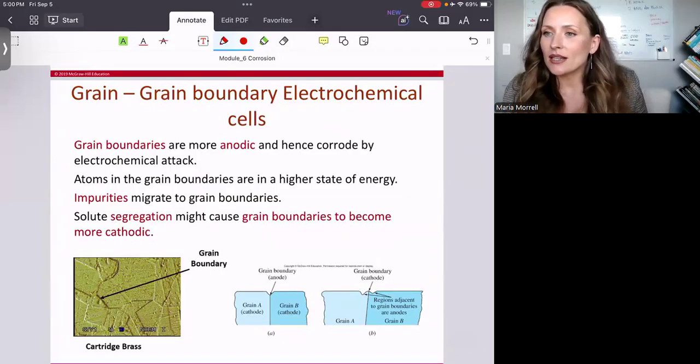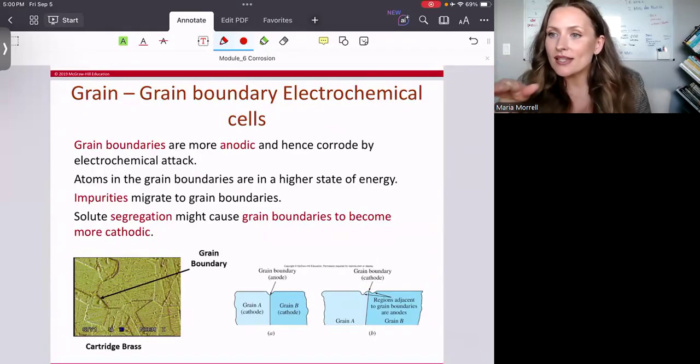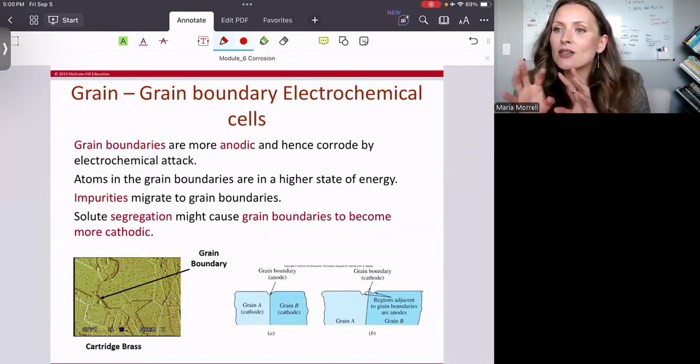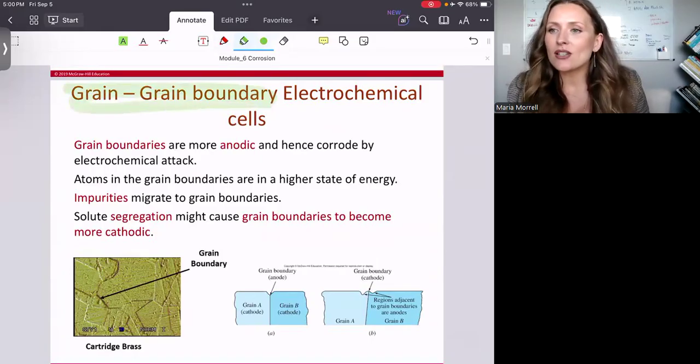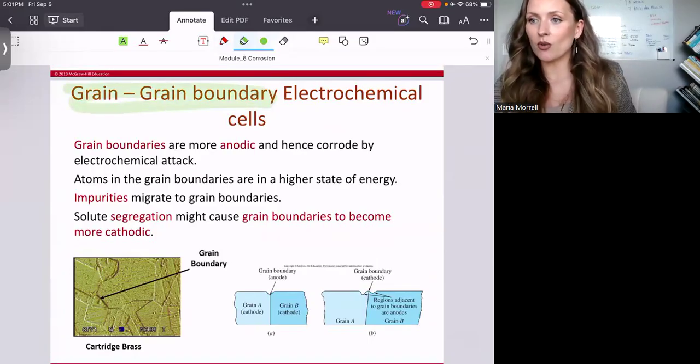Now, a little bit more on the galvanic cell. At some point, I did say that a microscopic galvanic cell within the same material can exist due to imperfections and inhomogeneity. And guess what? We're back to grain boundaries, right? Well, first, let's start with the good stuff that we know about the grain boundaries.